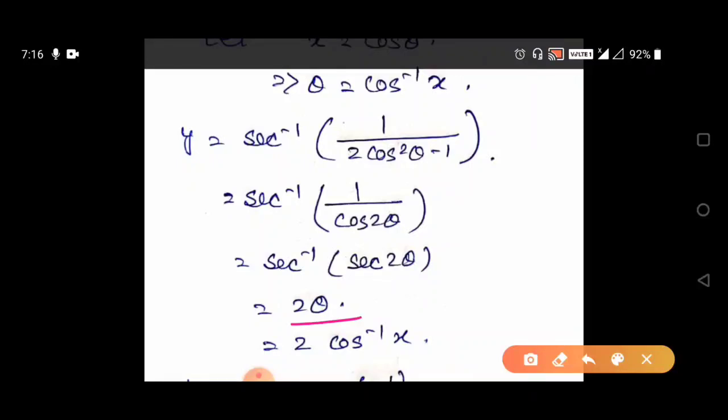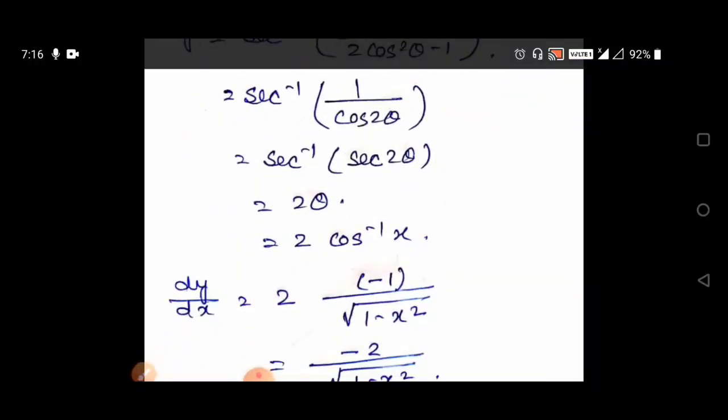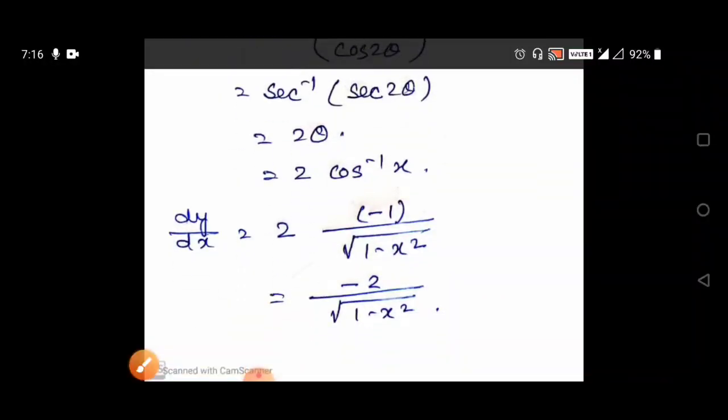Now we can replace theta by cos inverse x. Now we know the derivative of cos inverse x. The derivative of cos inverse x with respect to x is minus 1 by root over 1 minus x square. So here our answer is minus 2 by root over 1 minus x square.